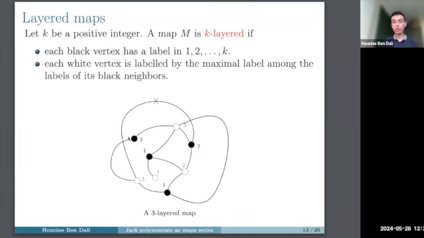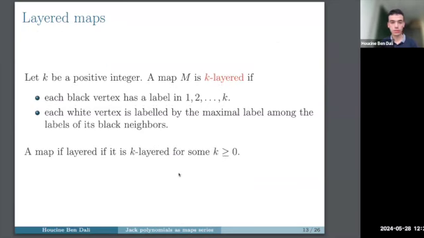And once we fix the labeling of black vertices, we can assign labels to white vertices. To each white vertex, we look at all its neighbors and pick the maximal label among them. Here we have an example of a white vertex which has 3 neighbors labeled 1, 1, and 2, so we pick the maximum label, which is 2. More generally, we say that a map is layered if it is k-layered for some positive k.